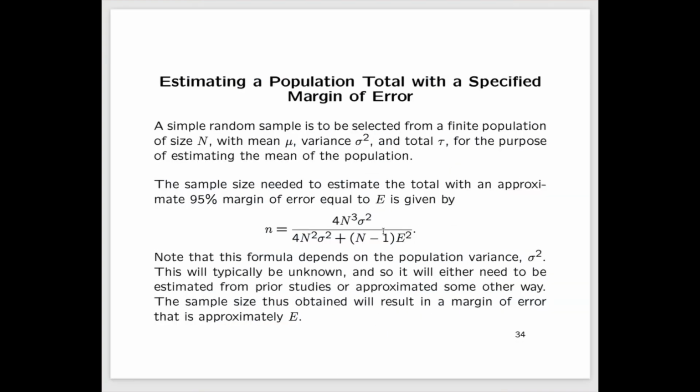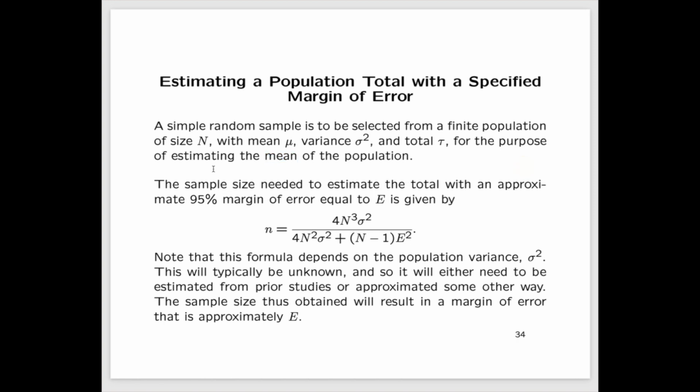All right, now moving on, let's look and see how to estimate a population total with a specified margin of error. So a simple random sample is to be selected from a finite population of size cap N with population mean mu, population variance sigma squared, and population total tau for the purpose of estimating the total of the population. This is a typo here. All right, so this should say total. So make sure that you correct that in your notes.